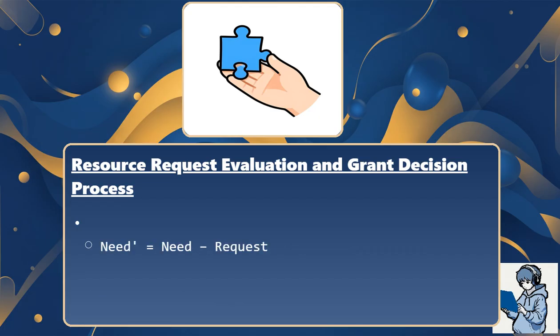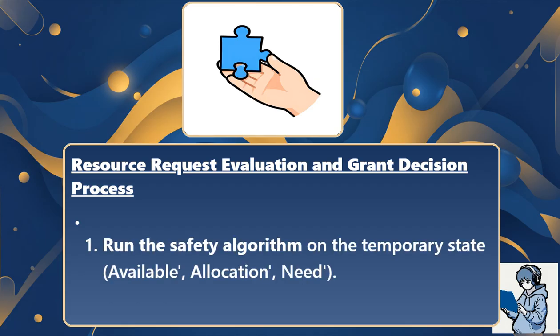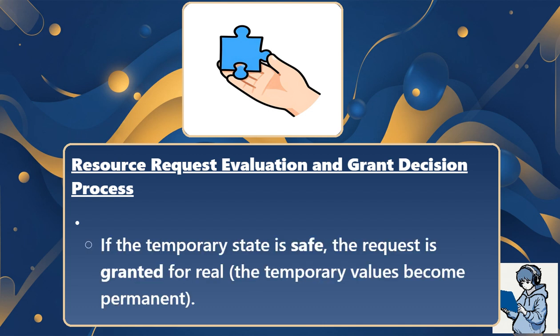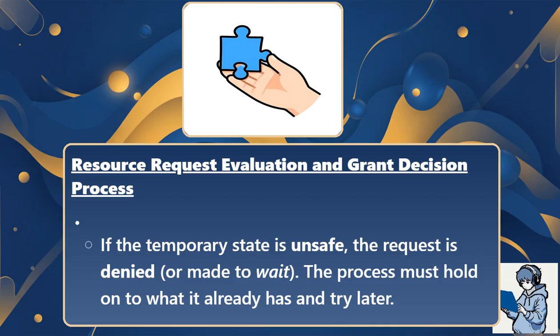Need prime equals need minus request. Run the safety algorithm on the temporary state: available prime, allocation prime, need prime. A decision: if the temporary state is safe, the request is granted for real, and the temporary values become permanent. If the temporary state is unsafe, the request is denied or made to wait. The process must hold on to what it already has and try later.